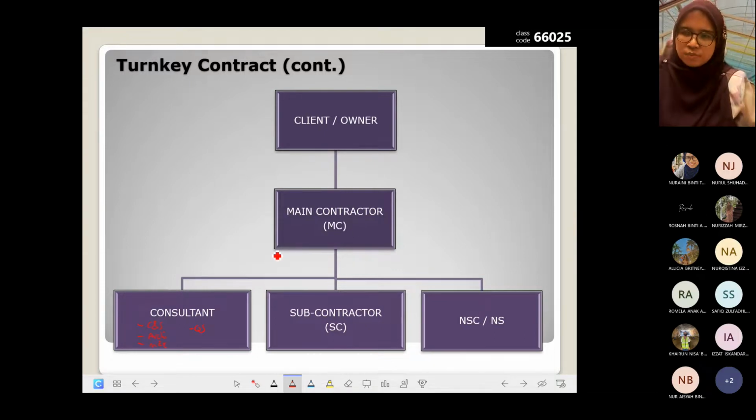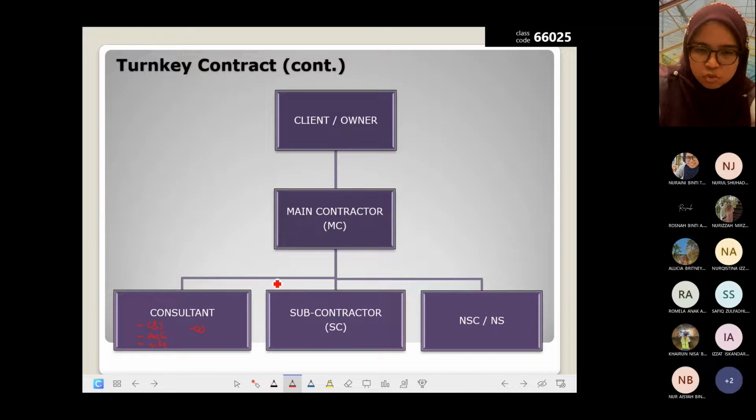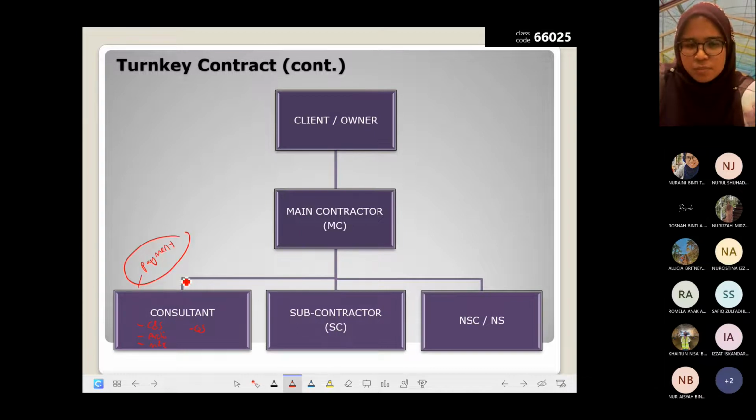So dia kena control consultant juga lah. Consultant is under the main con. So the issue, biasanya the issue kalau dalam ni is in the payment term lah. Okay, to be secure, consultant punya payment should be directly daripada client. Client ataupun owner, dia kena bayar payment directly to the consultant. This is because to ensure that the consultant can do their work.